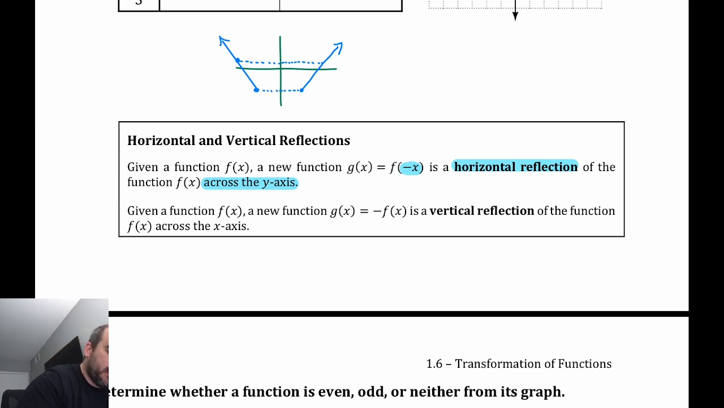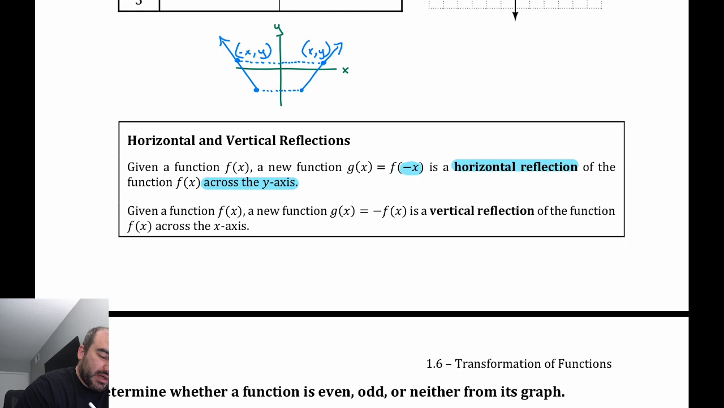Did I say x-axis? I'm sorry if I said x-axis. The x values get reflected, so they go over the y-axis. So this point here is kind of like an (x, y), and then this point would be the negative of that x with the same y. All right, so that's how horizontal reflections work.